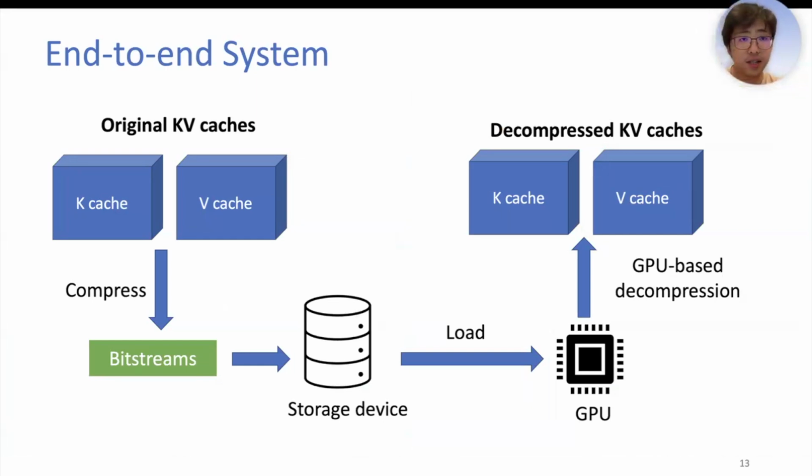This is an end-to-end system overview. So you take the original KV cache and you compress them into compact bit streams and you put them into storage devices offline. When the context is needed, it's loaded into GPU first, and then we perform a GPU-based decompression to restore the original KV cache, and this can speed up the generation by a large amount. And today, the talk will mainly focus on the compression part.